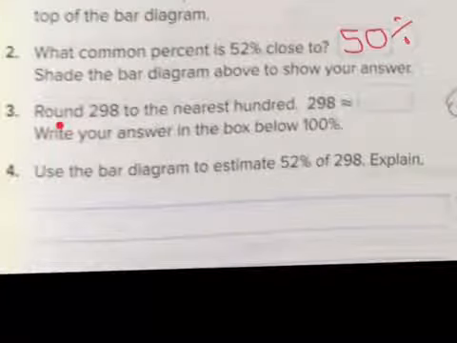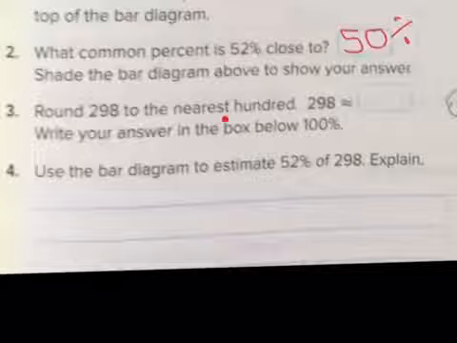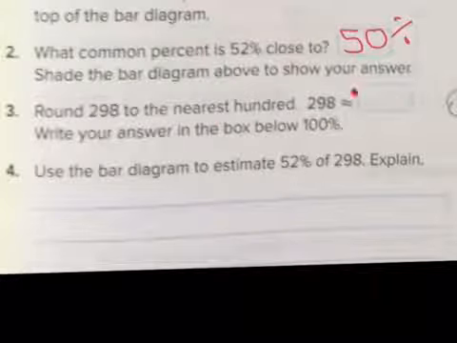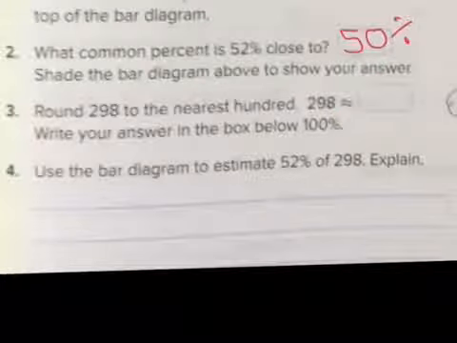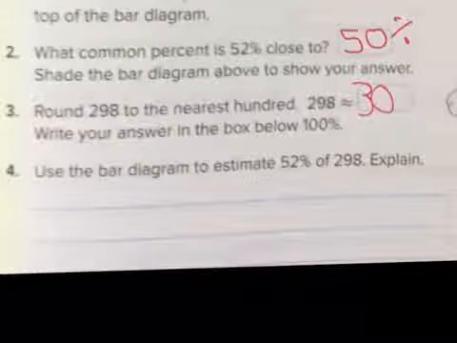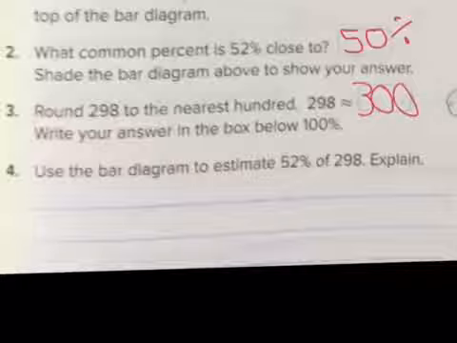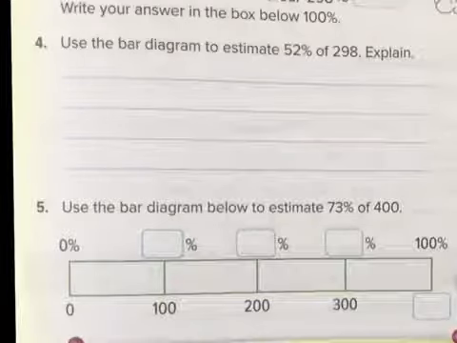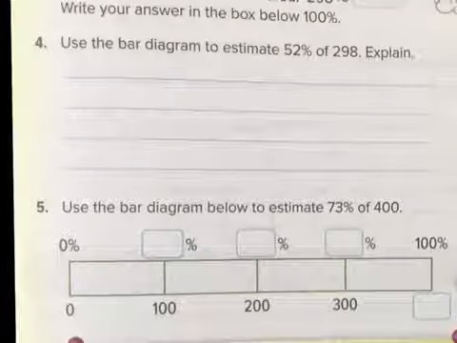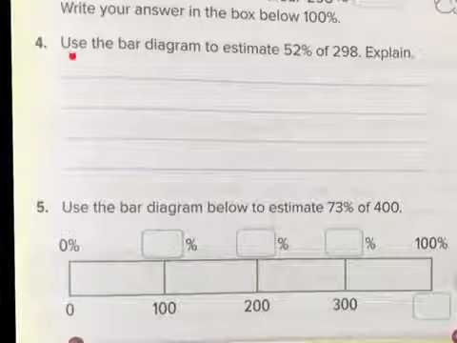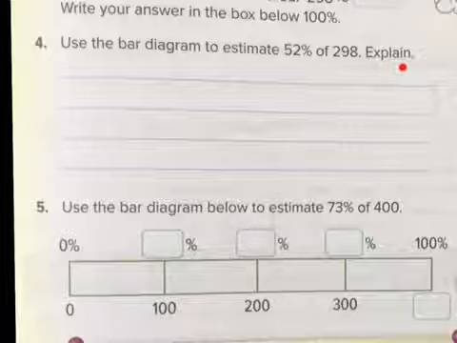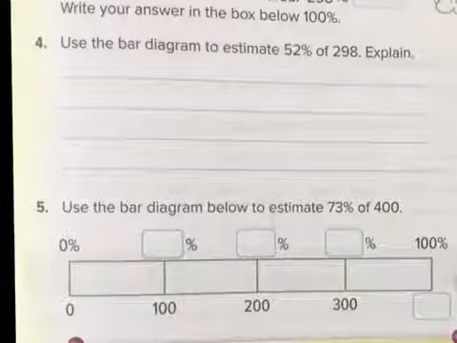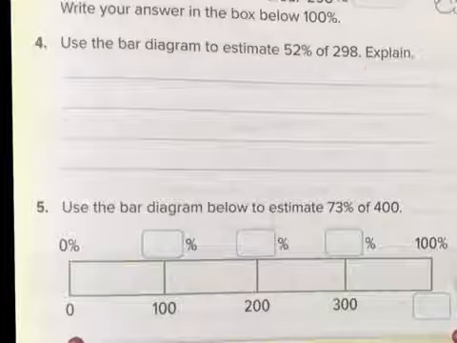We have already established that when we round 298 to the nearest 100, 298, this little symbol there, boys and girls, means approximately. Okay, so 298 is approximately 300. Boys and girls, if it feels like I'm going a little too fast, remember you can always pause, rewind, and read again, right? Use the bar diagram to estimate 52% of 298. Explain. Well, let's explain. How do we use it? We went right to 50%, which is half of this amount, which is 300, as we mentioned earlier.